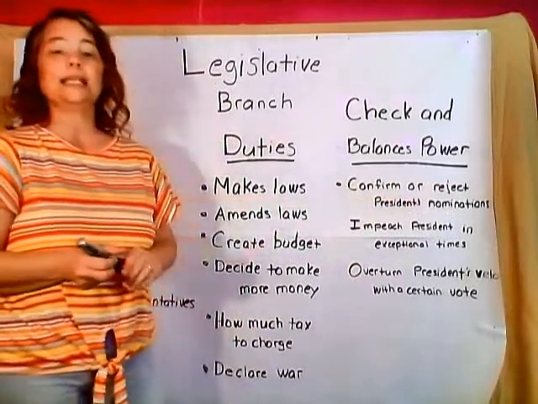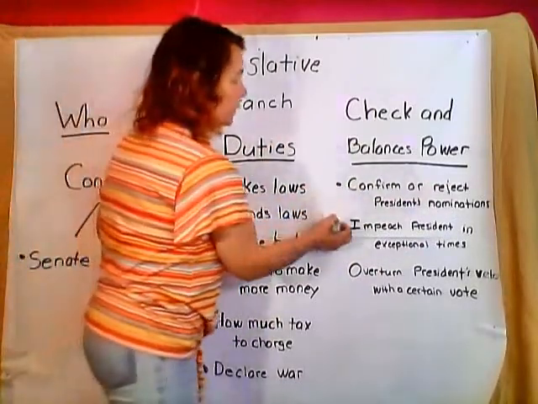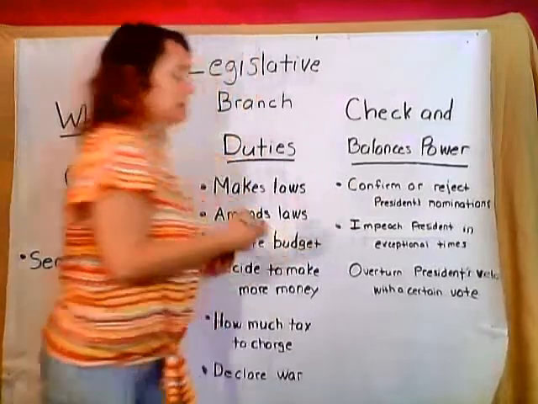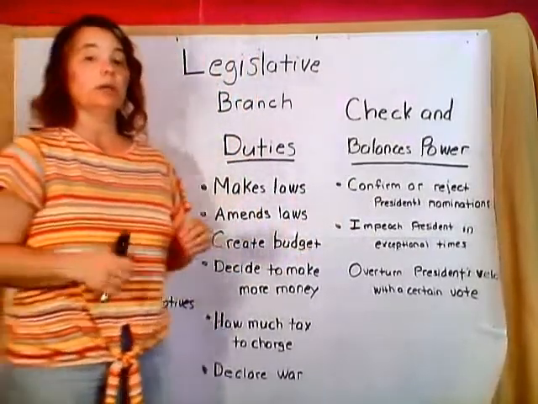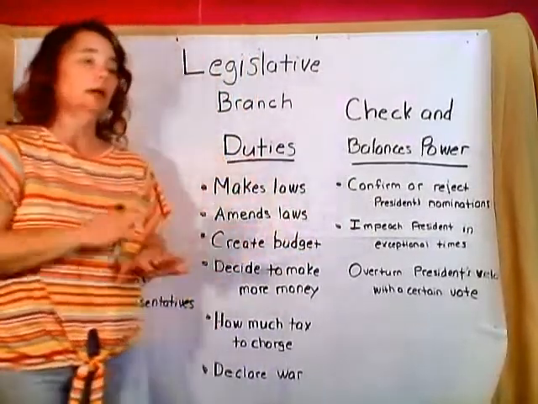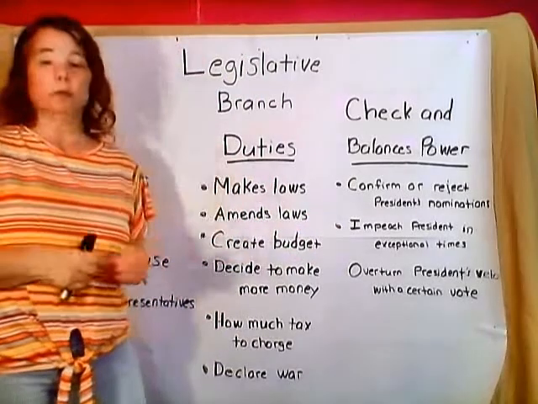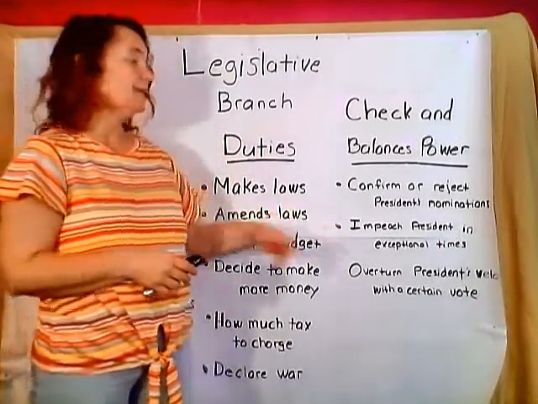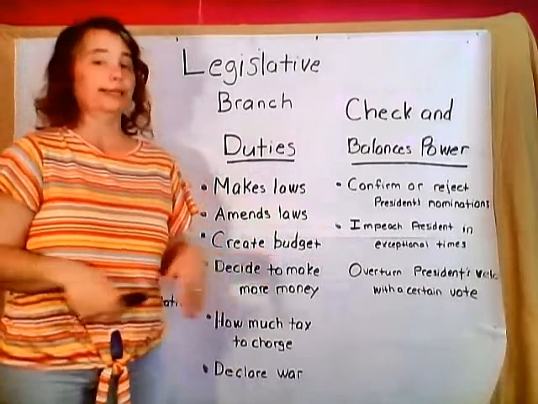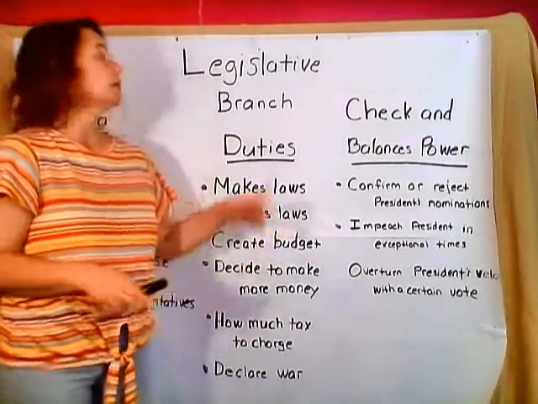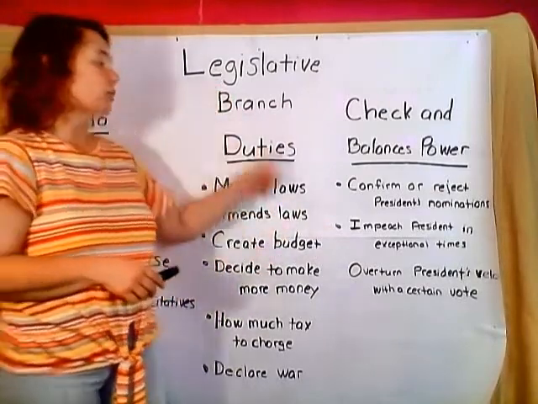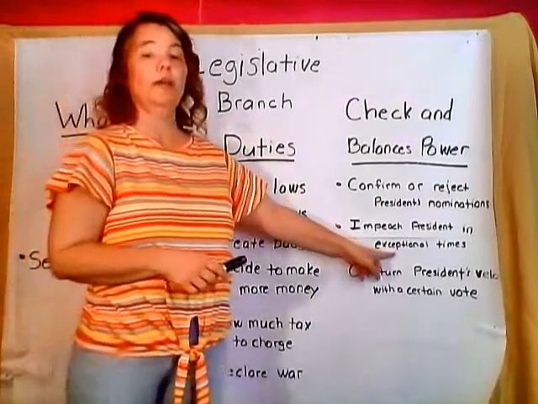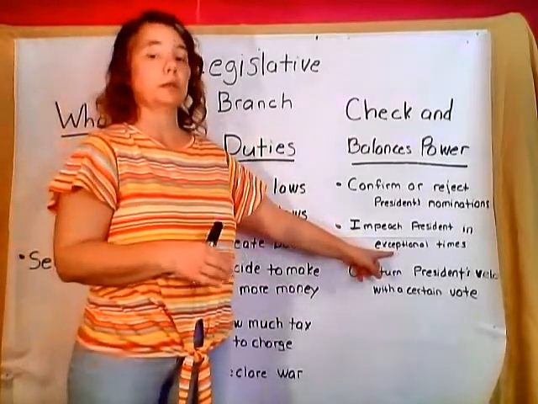Another way is that the legislative branch can impeach the president, but only in very exceptional times, only when something absolutely unknown was happening. And impeaching means basically they fire the president. They say, President, you're fired. So that's what the legislative branch can do, but only in very exceptional, only in very special times can they do that.